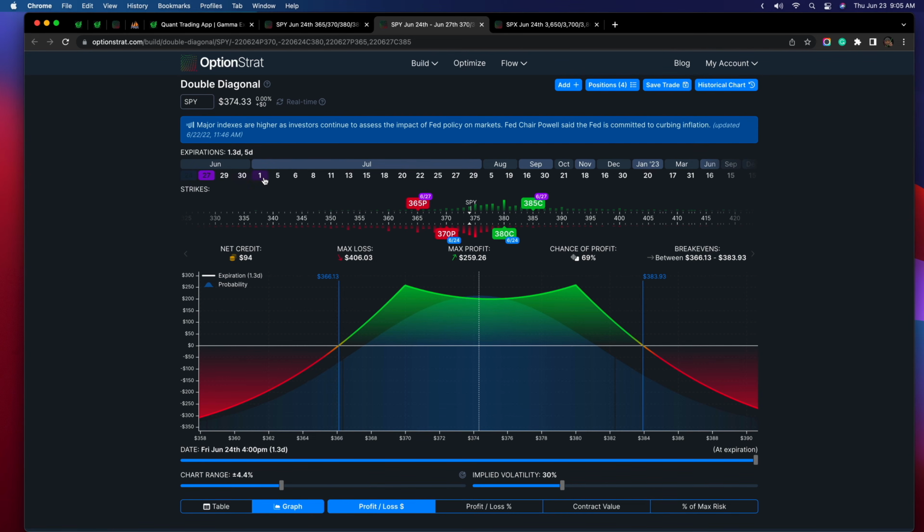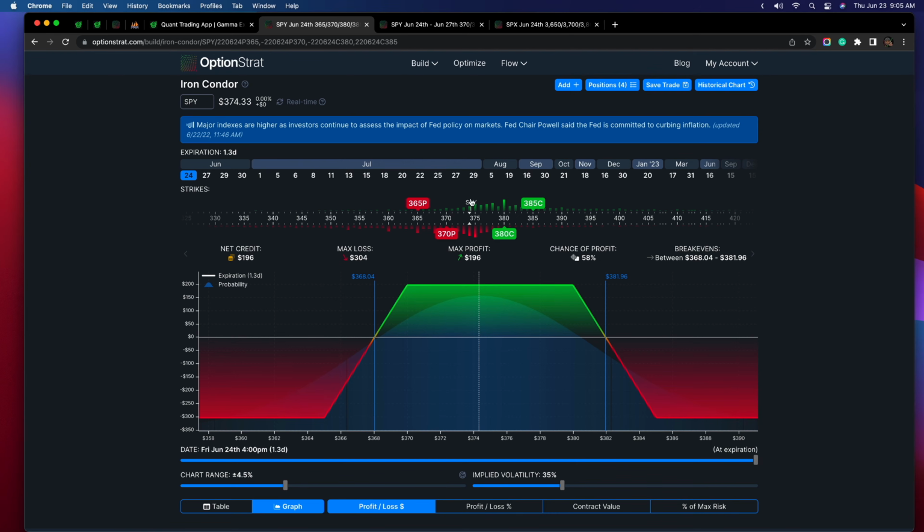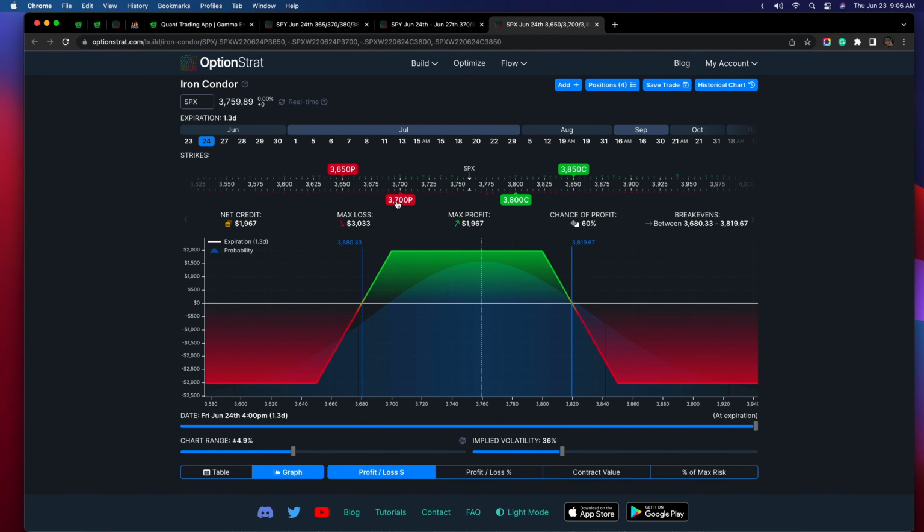I'm not adjusting term structure and bouncing around, because obviously you can customize these types of spreads. I'm just keeping it very simple for this video. As we move right along, if you trade the SPX, this is an example of the iron condor on the SPY. So right here, 370, using 3,700 on the SPX.